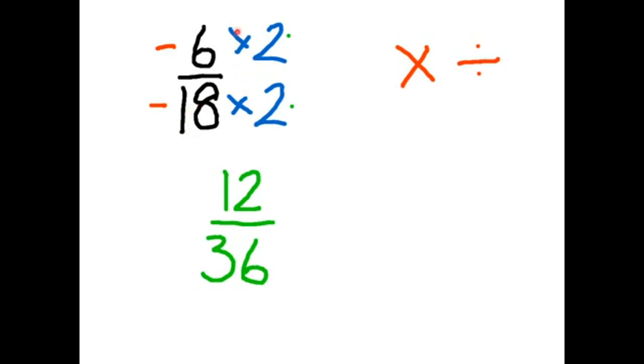18 by 2 and 6 by 2. We multiplied. We didn't divide, we multiplied. But we can divide as well.